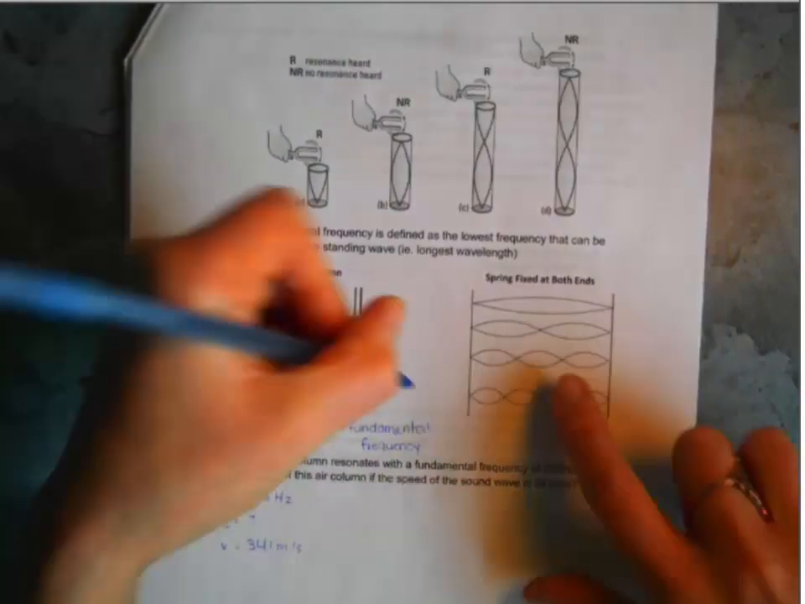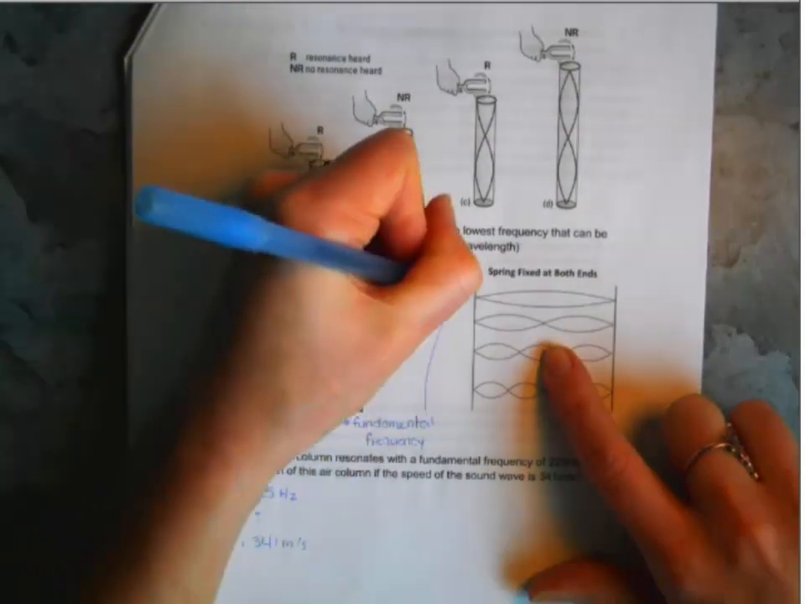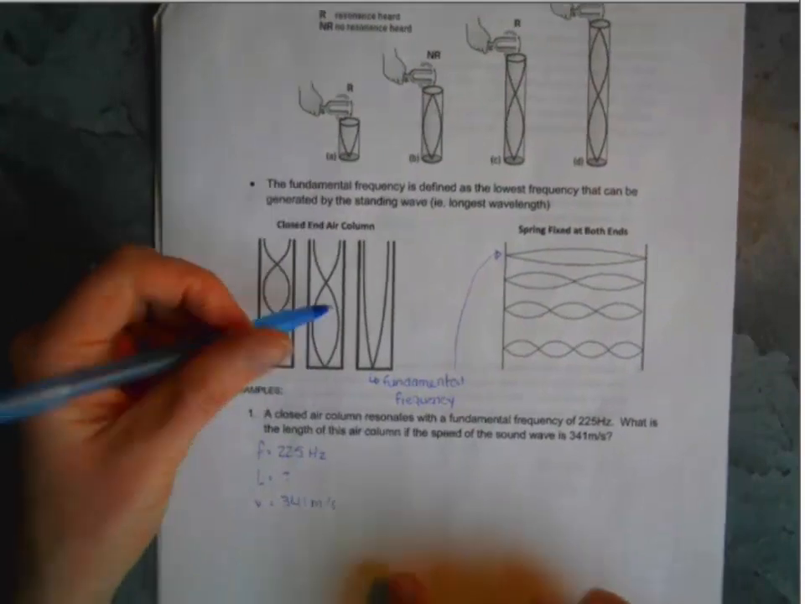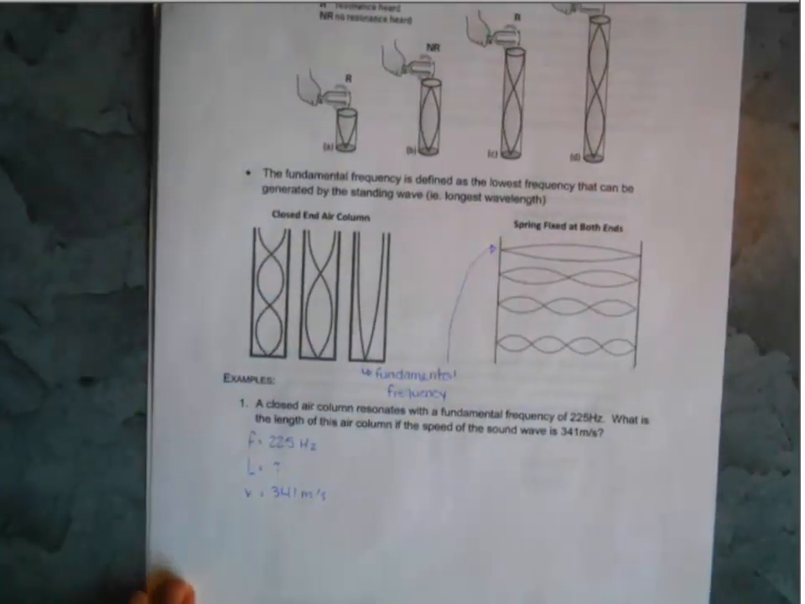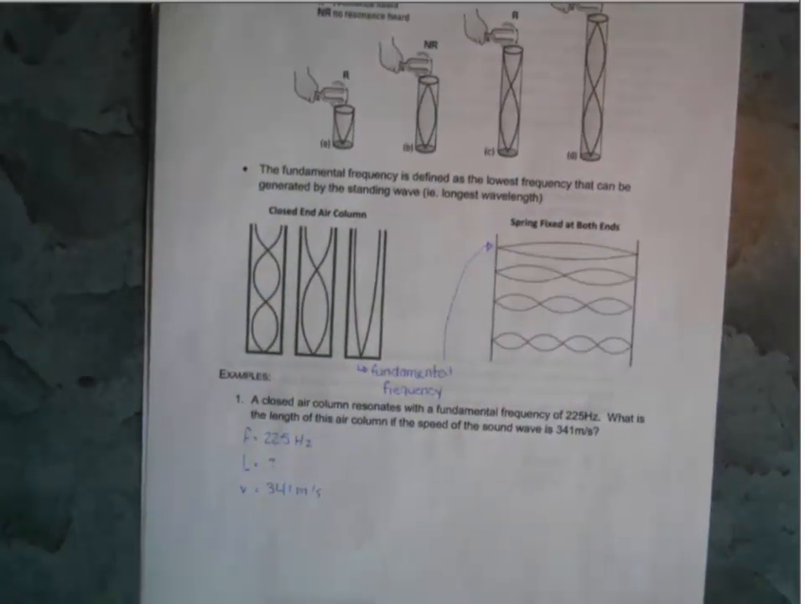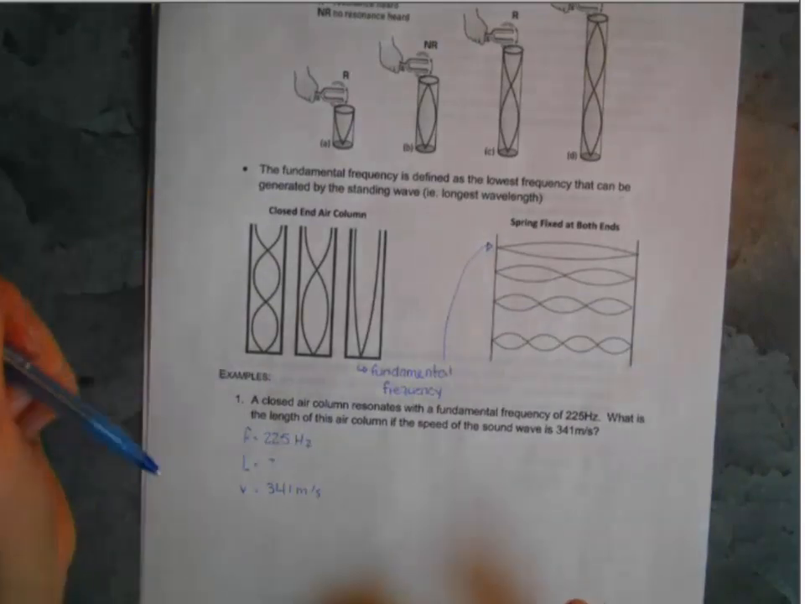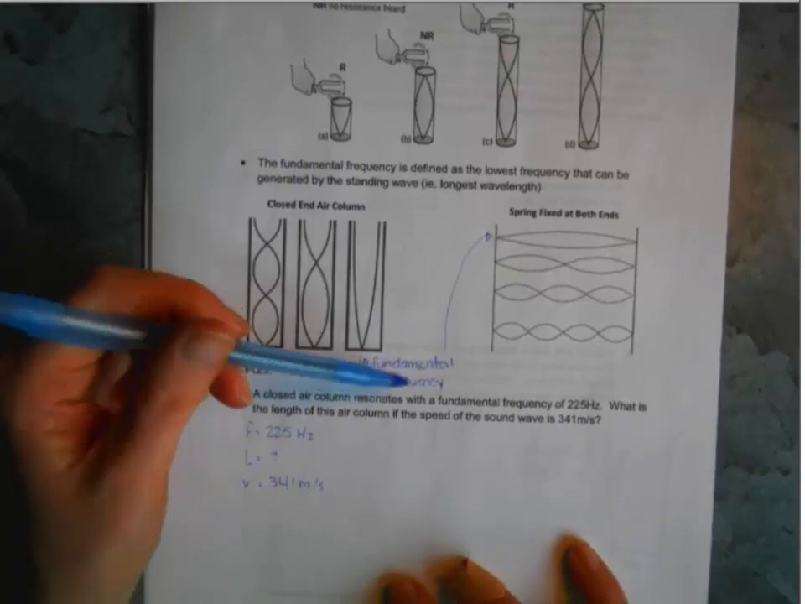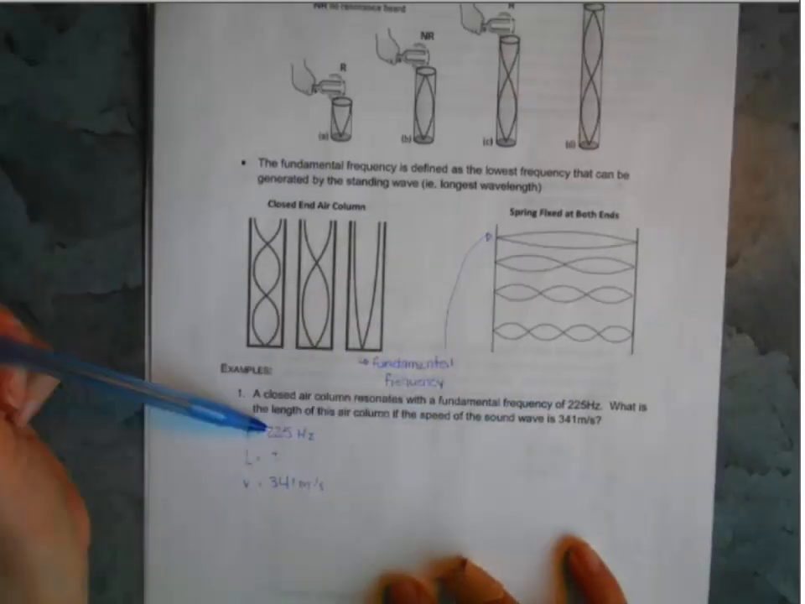Okay, and then the same thing would be true over here. So those are both the fundamental frequencies. Okay, let's try doing some problems with this, because that's mostly what we'll be doing with these types of questions, is doing calculations with them. So we have a closed air column that resonates with a fundamental frequency of 225 hertz.